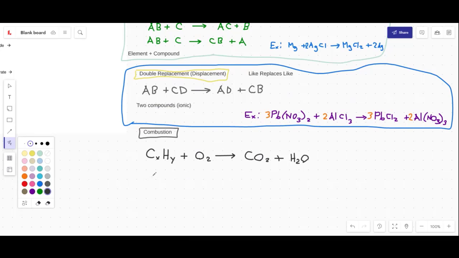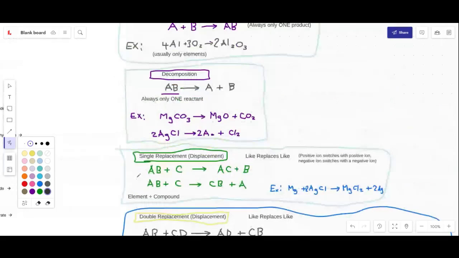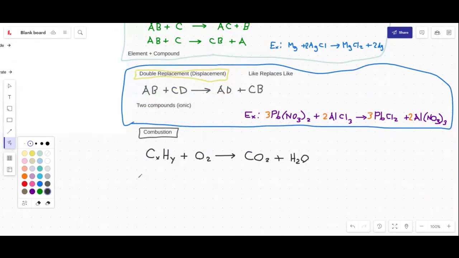And that's it. Those are the 5 different types of reactions: synthesis, decomposition, single replacement, double replacement, and combustion. Combustion always has the same 2 products. It's always carbon dioxide and water. Now sometimes you can have oxygen with the CxHy. It might have also oxygen or 2 there. But anytime you have a carbon-hydrogen compound with oxygen, you know it's going to be combustion.